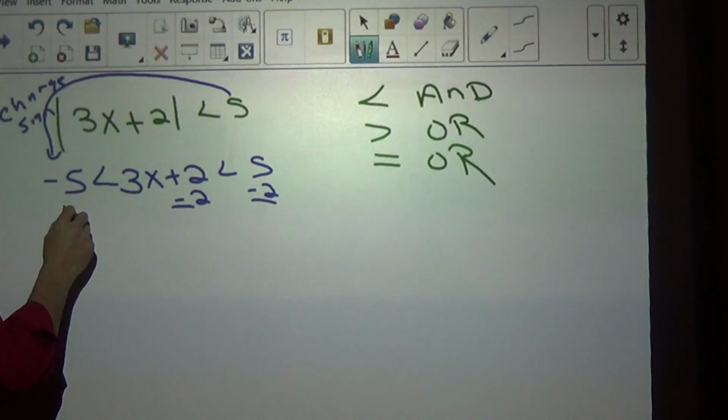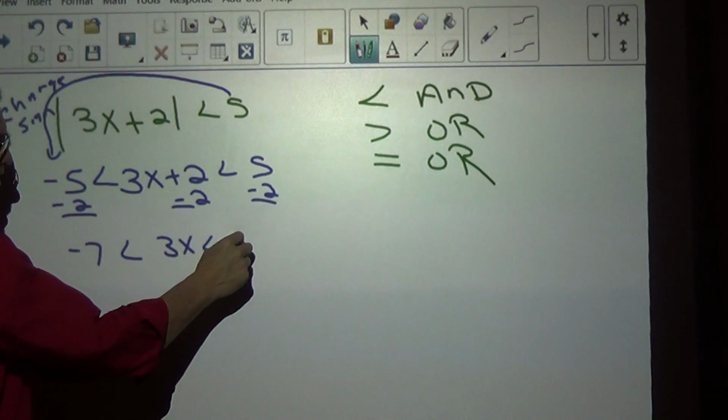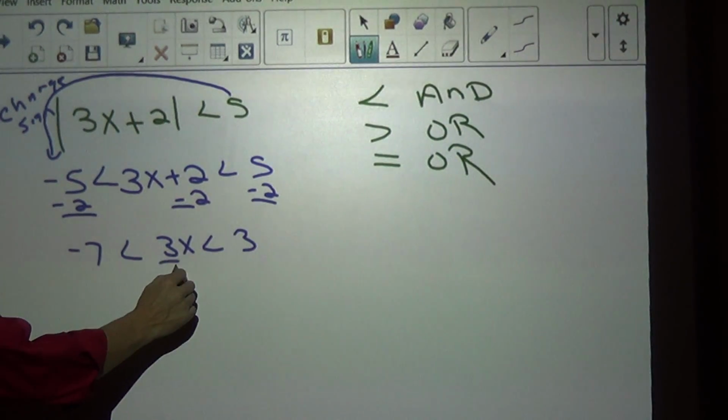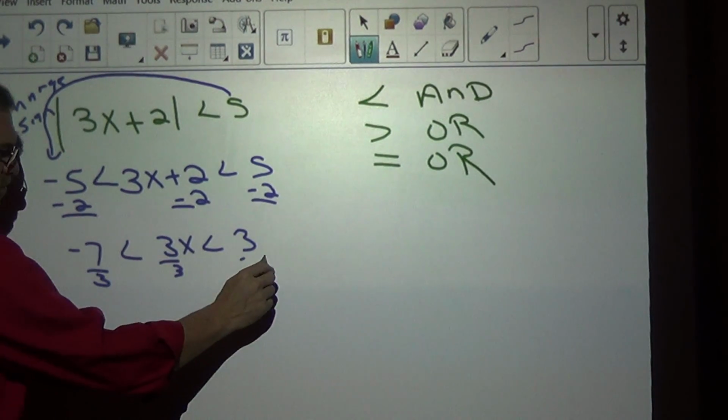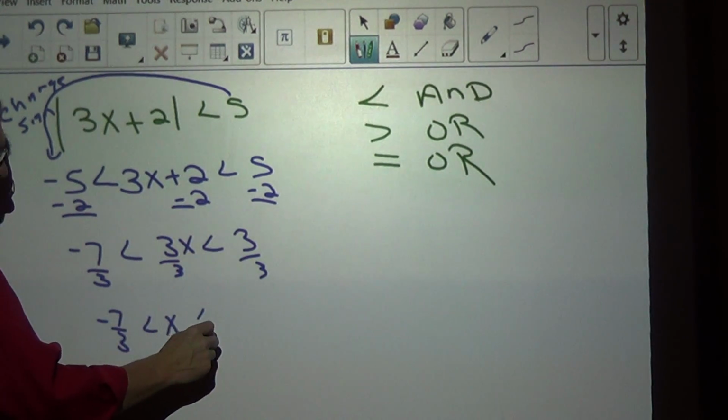Subtract -2 from both sides. I get -7 is less than 3x is less than 3. Divide both sides by 3. So I got -7/3 is less than x is less than 1.